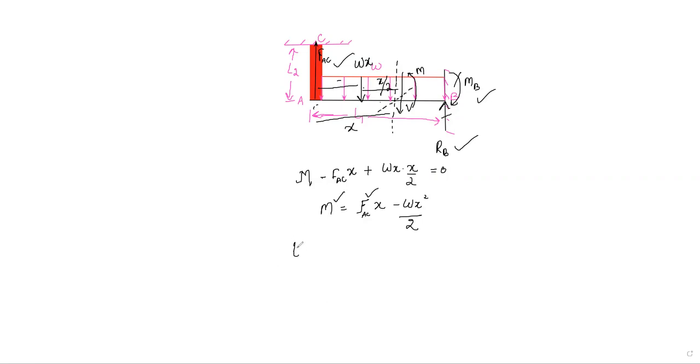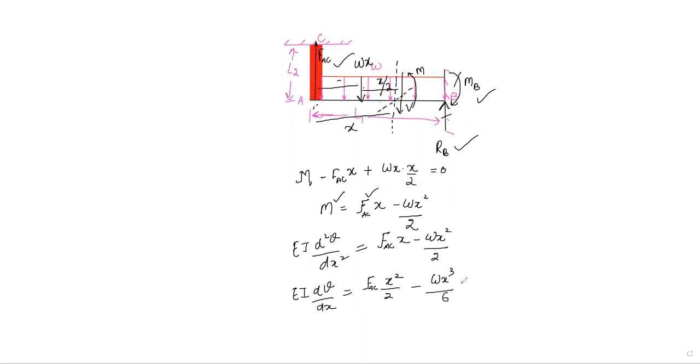So what we will do then is again apply the equation EI d2 nu by dx2 is equal to the moment, that is FAC into X minus WX square divided by 2. Integrate it once, you will get EI d nu by dx is equal to FAC X square by 2 minus WX cube by 6 plus the first constant of integration, C1. Integrate it once again, EI nu is equal to FAC X cube by 6 minus WX raised to power 4 divided by 24 plus C1X plus C2. So you have two constants of integration, C1 and C2.